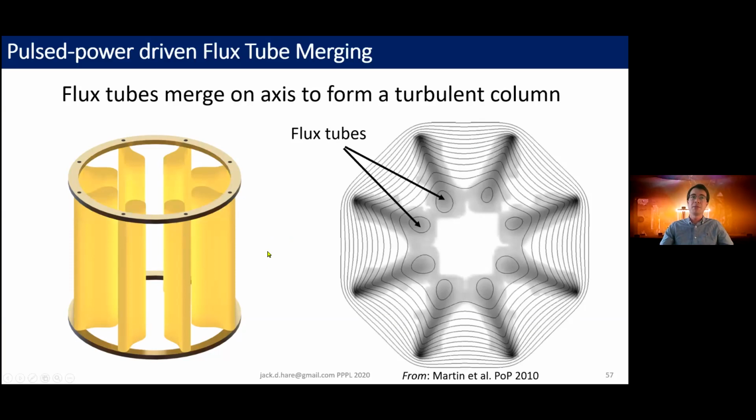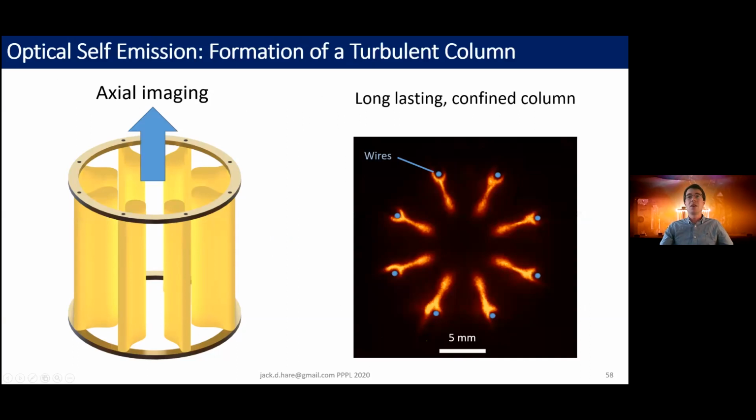And as the plasma goes in, it again drags with it these O points in the magnetic field. So these look a lot like flux tubes. These flux tubes collide on axis and merge together. And what we've done is taken again our fast framing camera to look at the dynamics of this, looking down onto the imploding wire array from above.